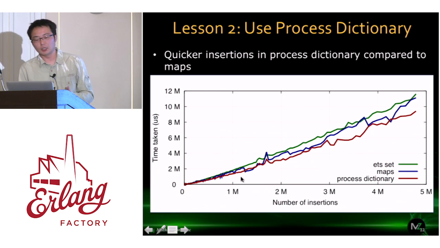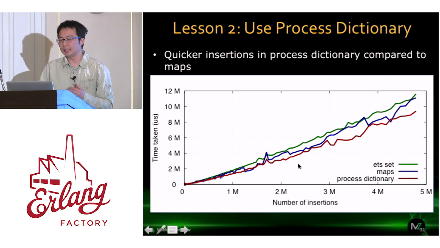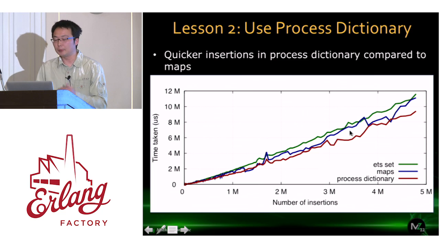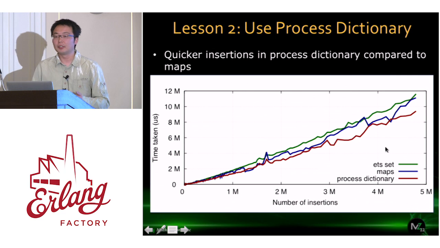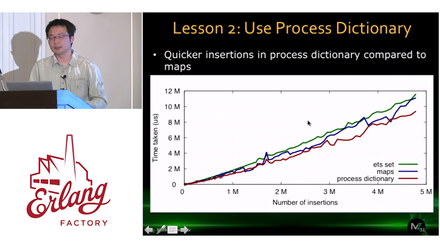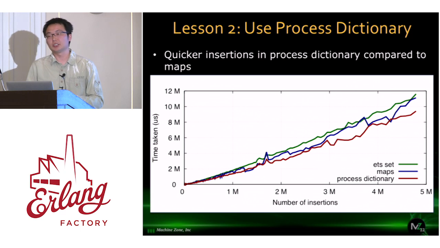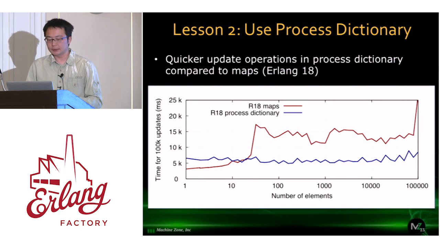This experiment is about how fast we can fill up a container. We have ETS set, maps, and process dictionary, and we try to insert 500 million elements into the containers respectively, and measure the time it takes. Obviously, the less time it takes, the better. We observed that in this experiment, the process dictionary is a little bit better, but the advantage is not very obvious. However, we did our next experiment.